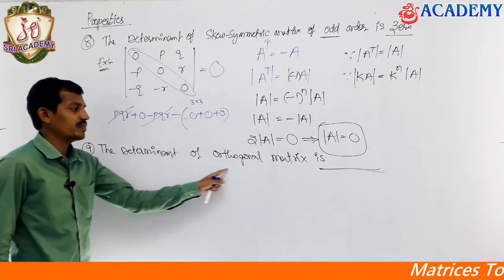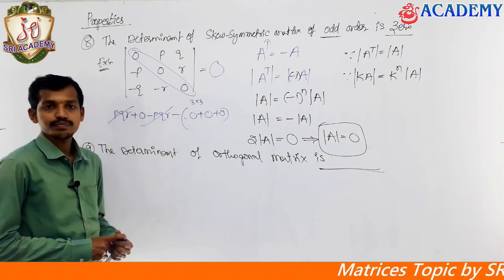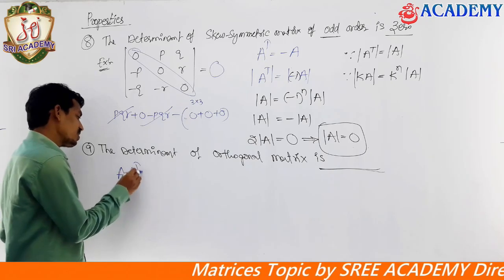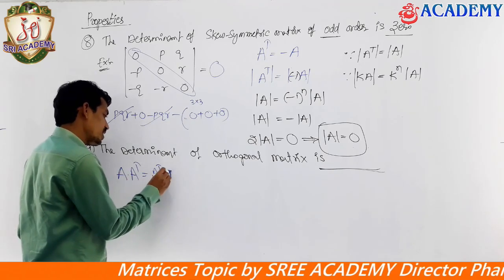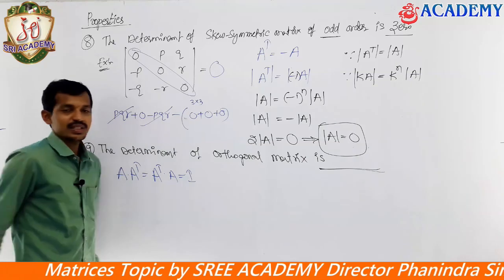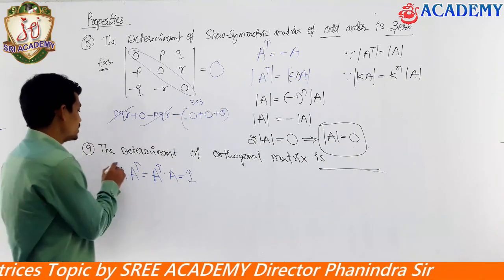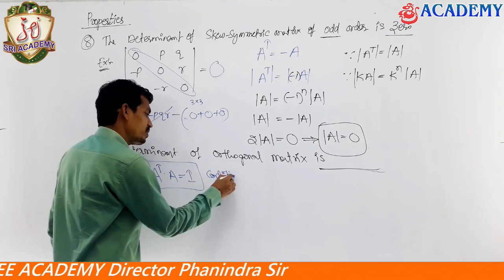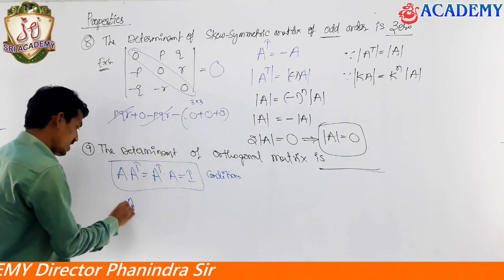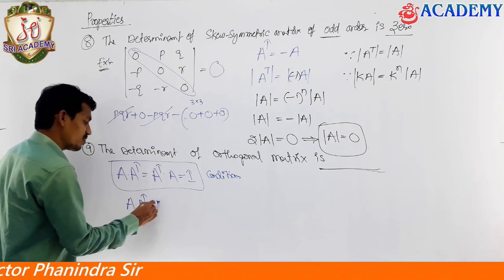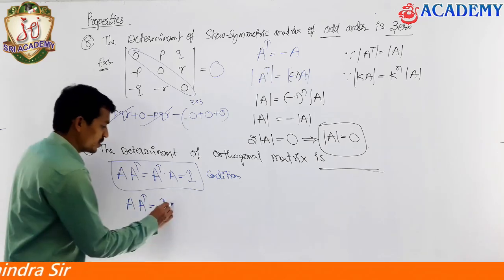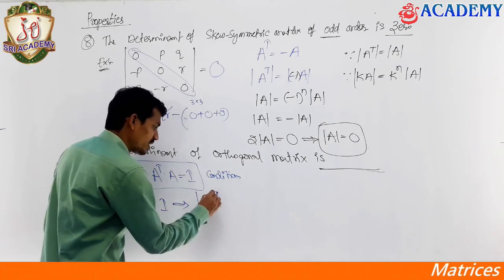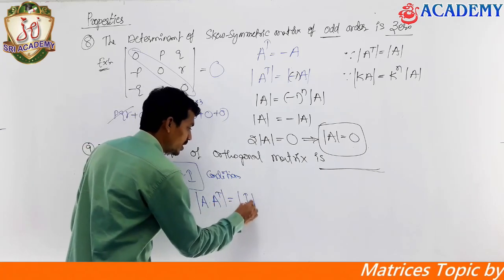See, I already gave what an orthogonal matrix is. That is A into A transpose equals A transpose into A equals the identity matrix. Then the matrix is said to be an orthogonal matrix. This is the condition for an orthogonal matrix. Based upon this condition, I am taking A into A transpose equals the identity matrix. From here, determinant of A into A transpose equals determinant of I.